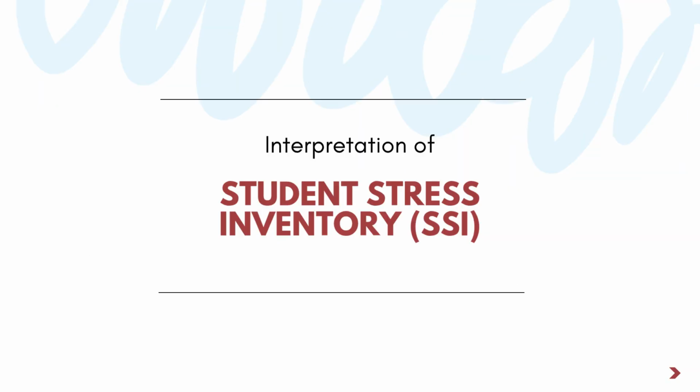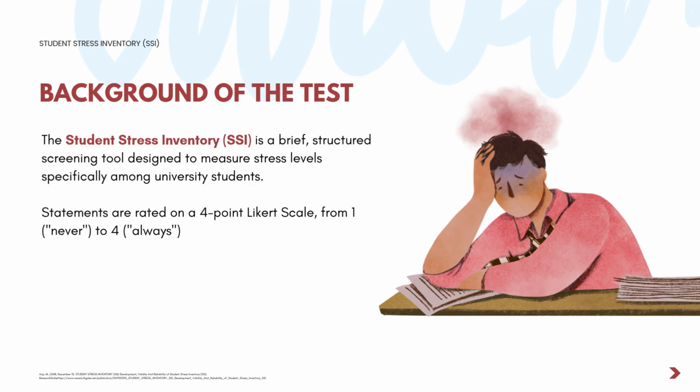Now, let's proceed to the interpretation of the second assessment you completed, the Student Stress Inventory, or SSI. The background of the test. The SSI is a brief, structured screening tool specifically designed to look at stress levels in university students. It asks you to rate various statements from 1 to 4 based on how frequently you experience them, ranging from never to always.